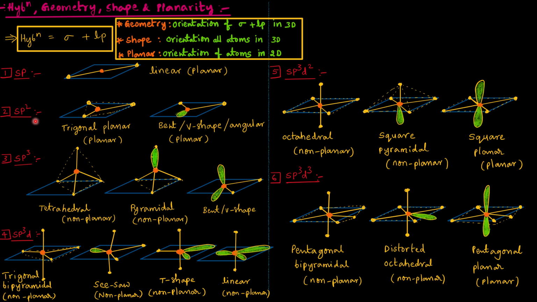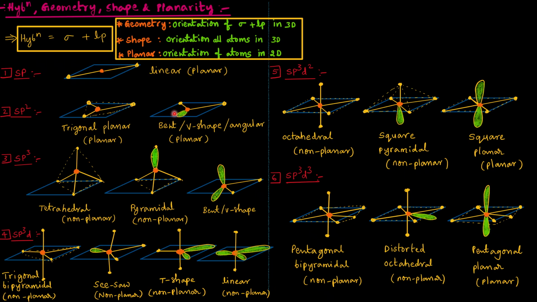Next, sp2 hybridization. If the number of sigma bonds is 3, so 1, 2, 3, then that is sp2 hybridization. So the geometry of this sp2 hybridization is trigonal planar. Since all the atoms are present in the same plane, this molecule is said to be planar.